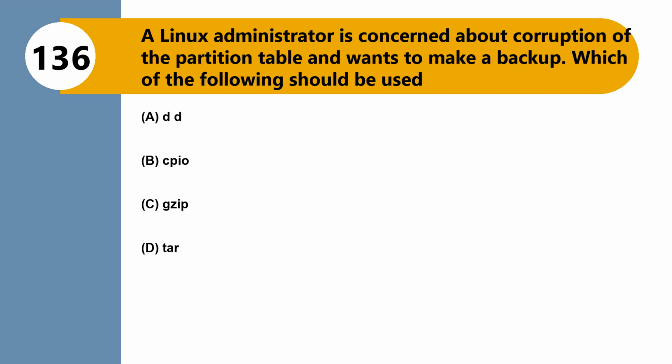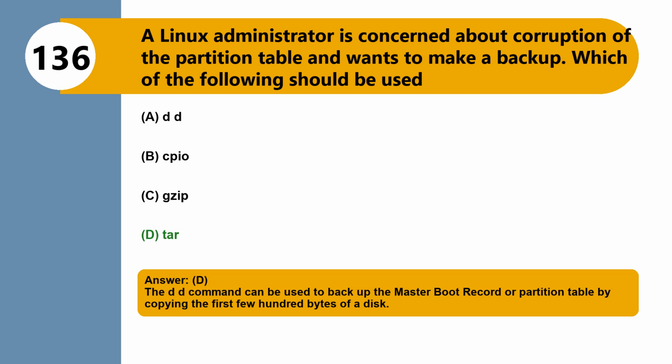Which of the following should be used? Option A, dd. Option B, cpio. Option C, zip. Option D, tar. The correct answer is option D, tar. The dd command can be used to back up the master boot record or partition table by copying the first few hundred bytes of a disk.